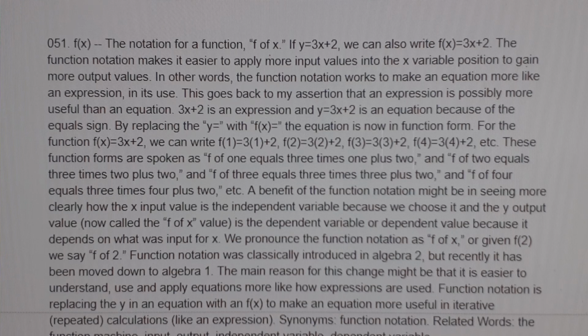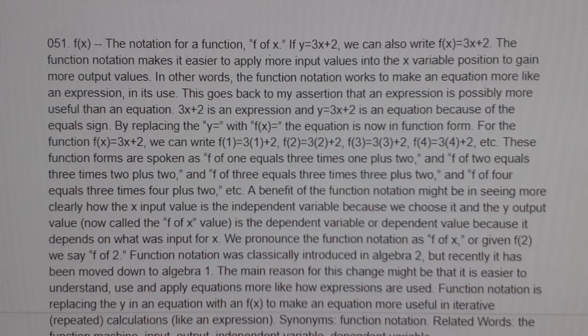Function notation was classically introduced in Algebra 2, but recently it has been moved down to Algebra 1. The main reason for this change might be that it is easier to understand, use, and apply equations more like how expressions are used. Function notation is replacing the y in an equation with an f(x) to make an equation more useful in iterative (repeated) calculations (like an expression).